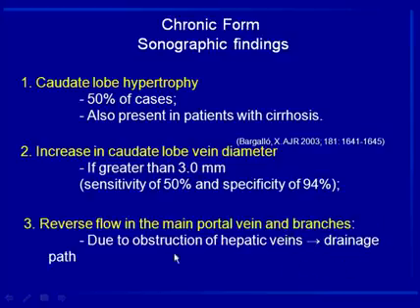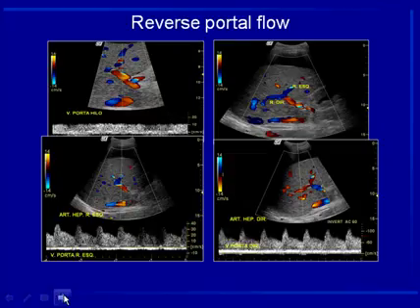The drainage pathway is the main portal vein. In this case, we can identify the reverse flow in the left branch of the main portal vein, as you can see on color Doppler and pulsed Doppler in the lower left side. Here, the hepatic artery is hepatopedal, and in the left branch of the main portal vein, you can identify the reverse flow.